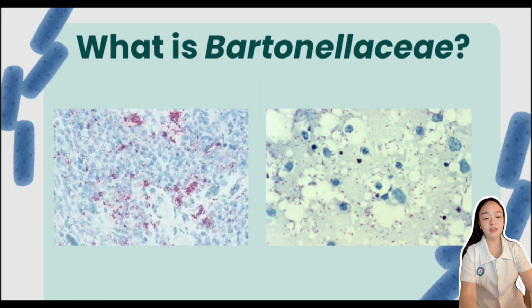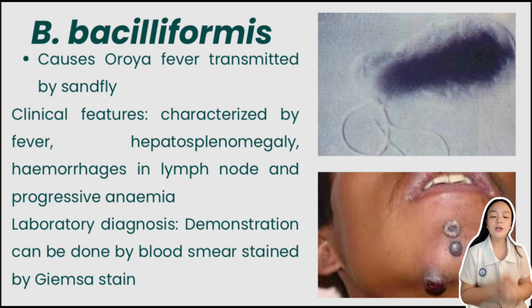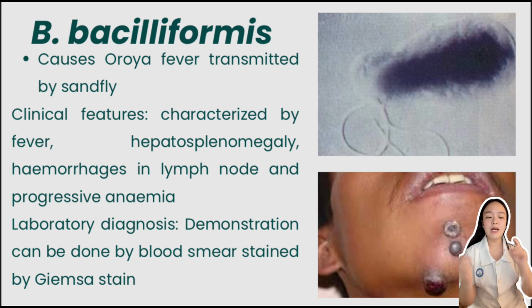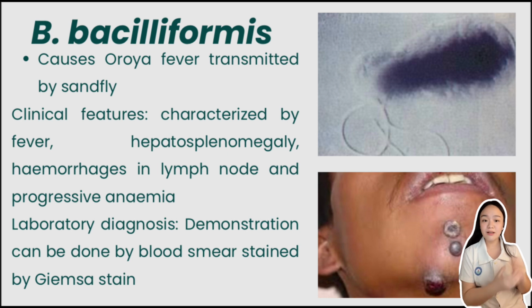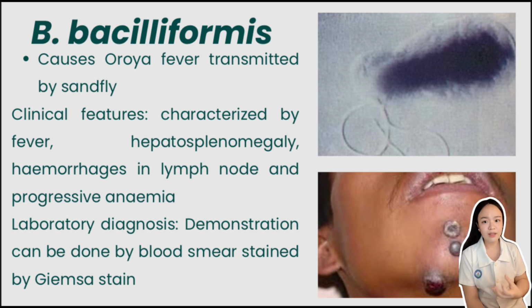Ito yung itsura niya under the microscope. Then, proceeding to these human pathogens. First is the B. bacilliformis. So, B. bacilliformis causes Oroya fever that is transmitted by sandflies. So, clinical features nito or yung symptoms niya is meron kang fever, hepatosplenomegaly, hemorrhage in lymph nodes, and progressive anemia. So, ito yung picture niya under the microscope and ito yung picture ng Oroya fever.